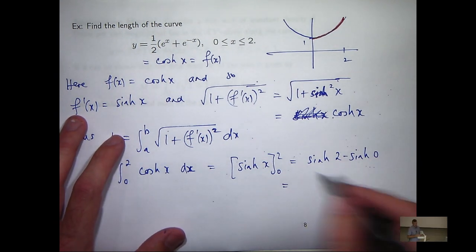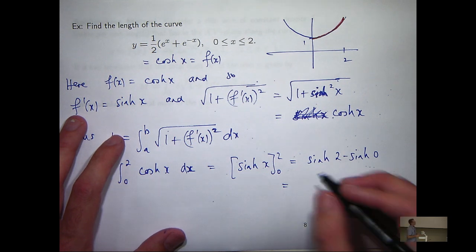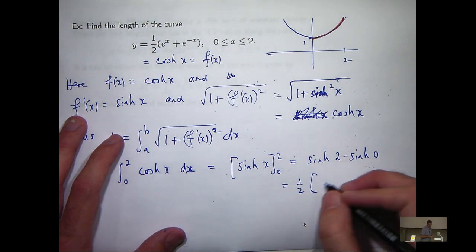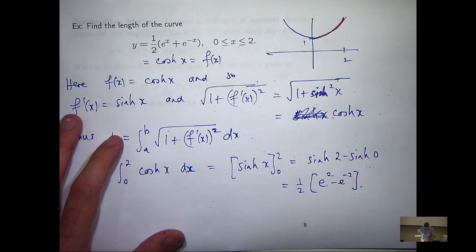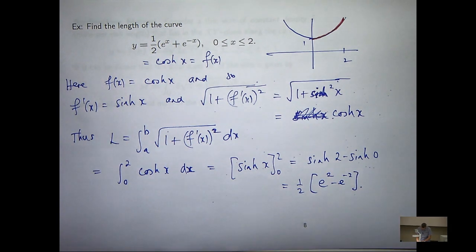Now, if you want to write this in terms of, say, the exponential, it'll be something like this. Okay? Remember, sinh 0 is just 0. That's a pretty straightforward example, right? Any questions?